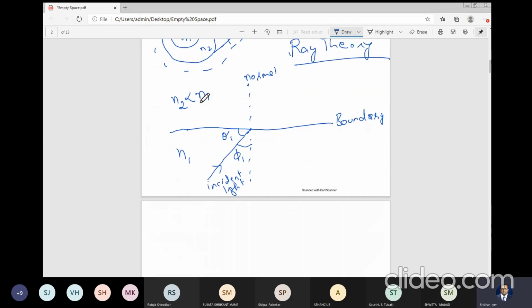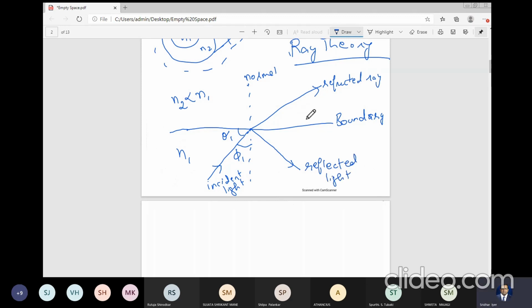So what is going to happen to this incident light? Two things are going to happen. It is going to refract, and part of it is going to reflect. So this is the refracted ray, if you want to call it, or refracted light, and this is going to be the reflected light.